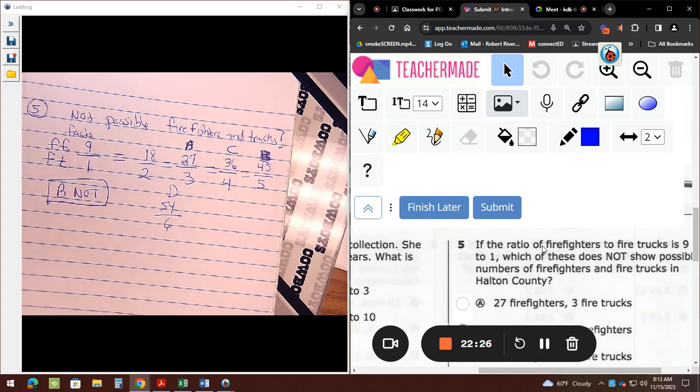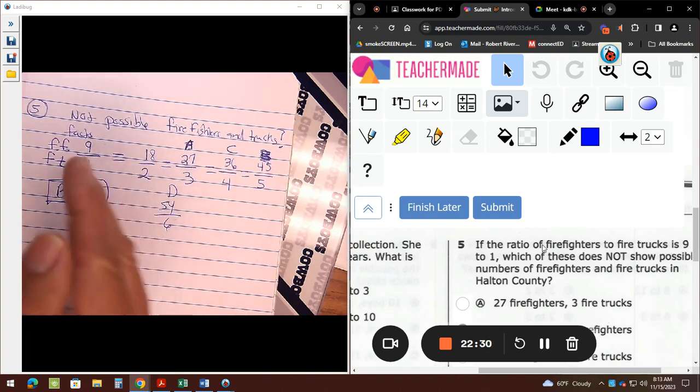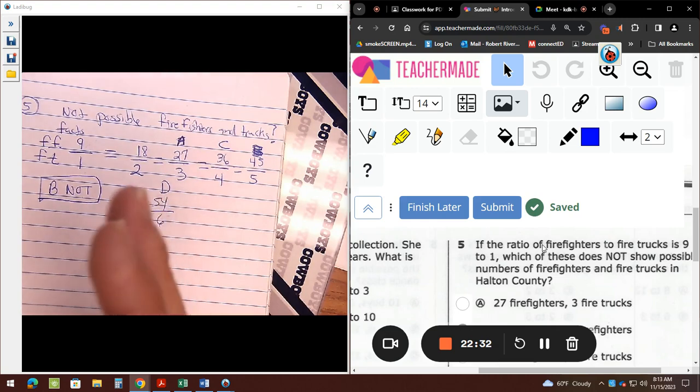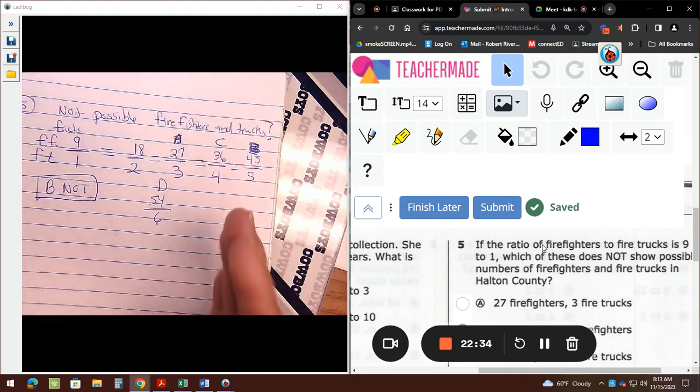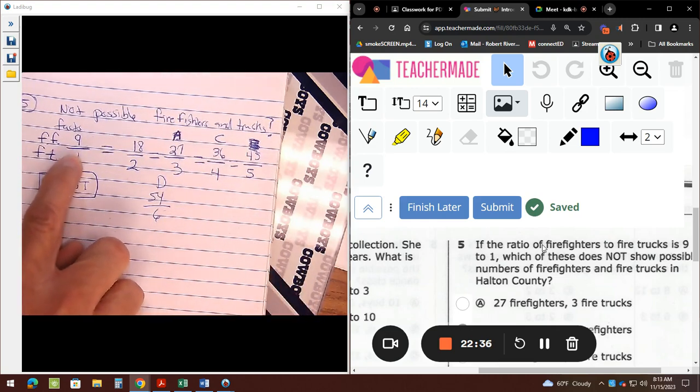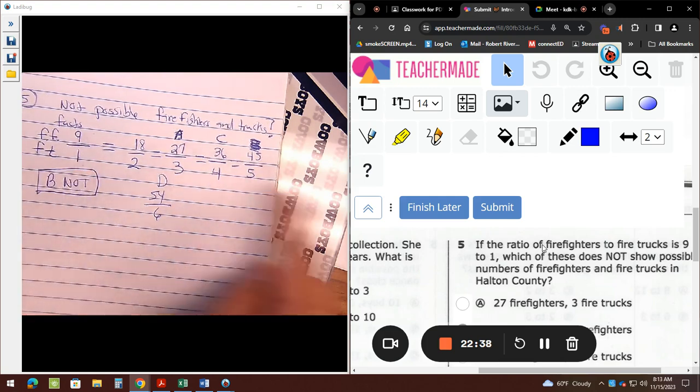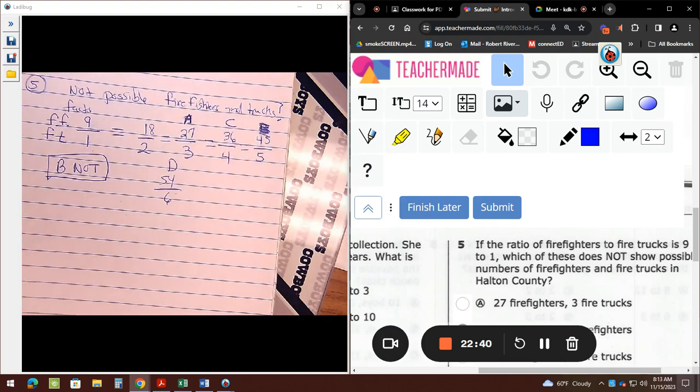Question with number 5. That's how you do it. You just generate times 1, times 2, times 3, times 4, times 5. When it's already simplified, that's how we do it. Question number 6.